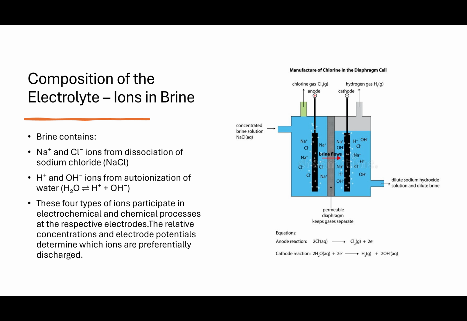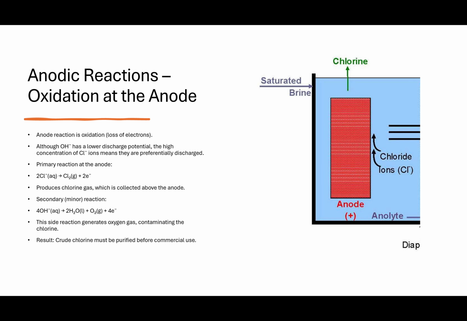That is what is happening there. All right. So the anodic reactions, the oxidation at the anode. We should remember what's generally happening here. The primary reaction at the anode is going to be the loss of electrons from the chloride to produce chlorine gas.